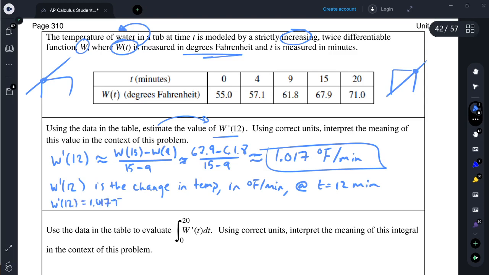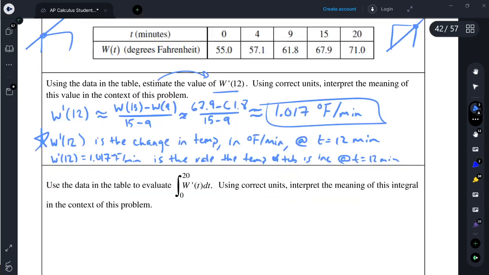Another way to say this is you'd say W prime of 12 equals 1.017 degrees Fahrenheit per minute is the rate the temperature of the tub is increasing, and the reason the temperature of the tub is increasing is because W prime is positive at t equals 12 minutes. I personally like the first way better, but that is another way to say it.